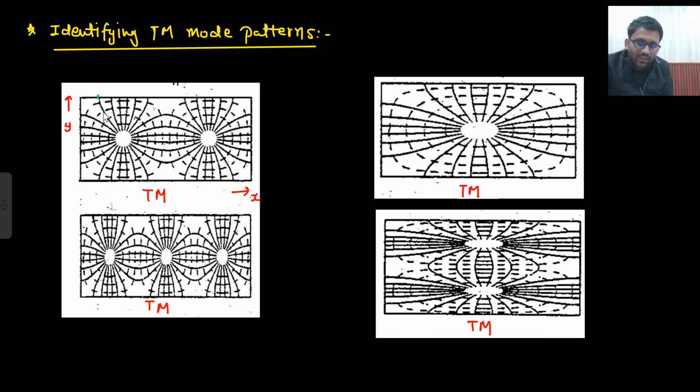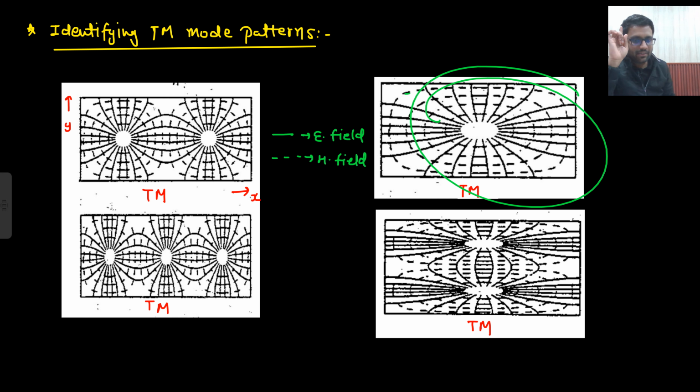Now in this one, these are your E field lines and these are your H field lines. Here also the solid line is your E field and the dashed line is your H field. So in this one, it can happen that they will give only E field lines. Here you can directly see, sorry, they can give only H field lines. If they are asking a question from TM, then it might happen that they only give the H field lines. You can directly see here, these H field lines are clearly visible.